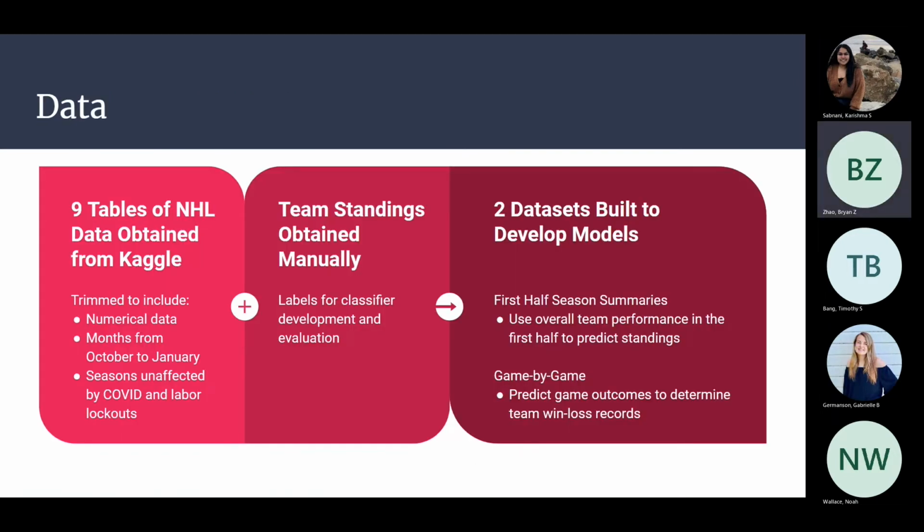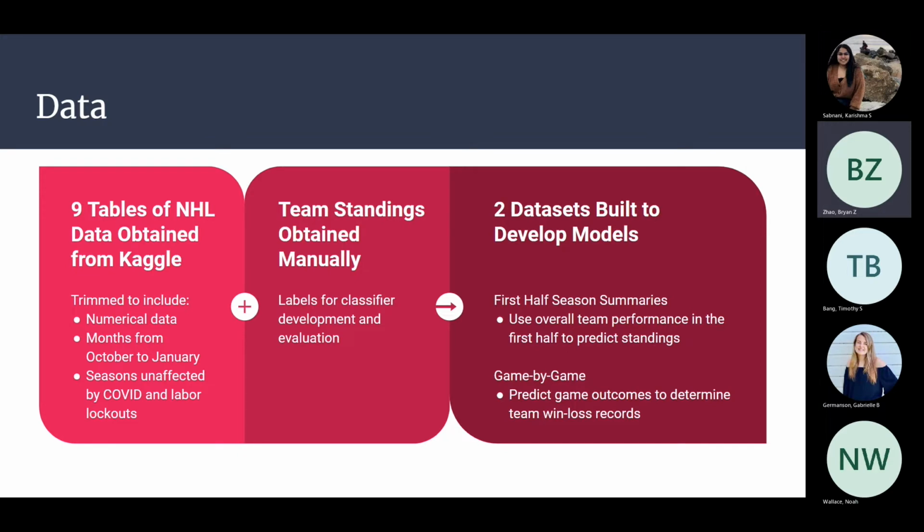Our dataset was sourced from Kaggle and is comprised of 9 different tables tracking various NHL metrics, which include goals scored, penalties, saves, and even play-by-play data. These tables were trimmed to only include numerical data, the first half of the season, and seasons that were shortened due to COVID and labor lockouts, to make our playoff predictions. Furthermore, we manually tabulated the top 16 teams for each season from online to serve as the labels for our classifier. From there, 2 main datasets were built.